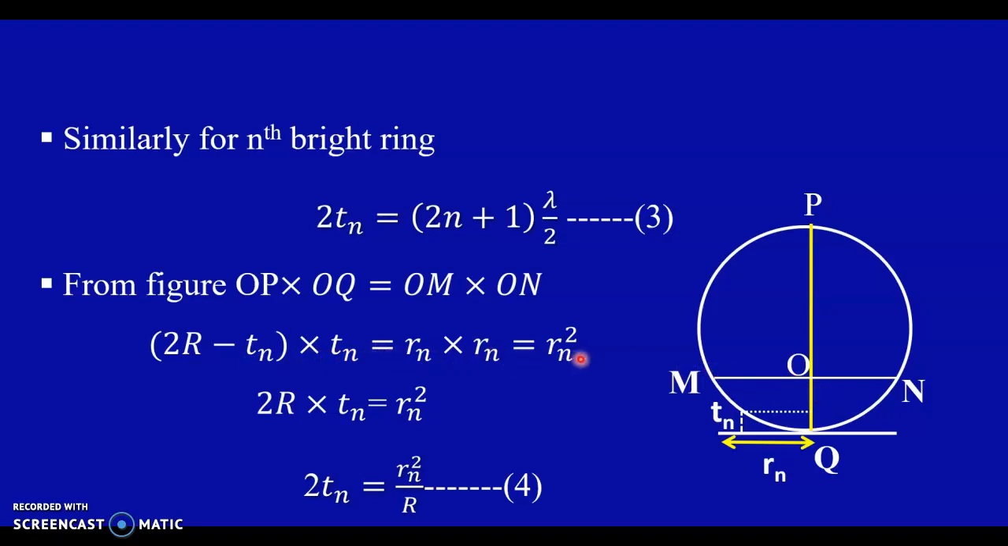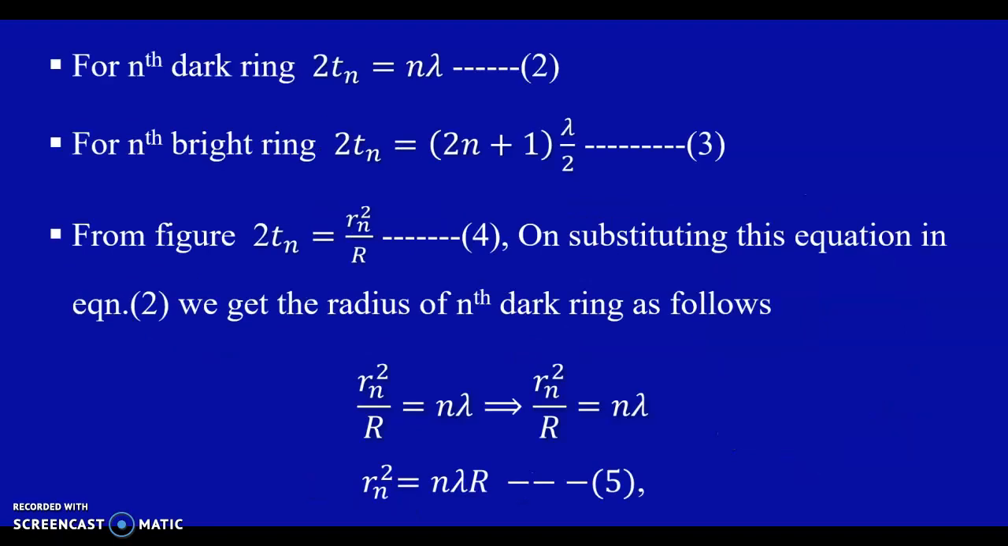OM into ON is Rn into Rn, which is Rn square. So, 2RTn minus Tn square is equal to Rn square. This minus Tn square I will neglect. So, 2RTn is equal to Rn square, or 2Tn is equal to Rn square by capital R. So, we have two equations. One is 2Tn is equal to n lambda and the other one is 2Tn is equal to Rn square by R. Let us relate the two equations.